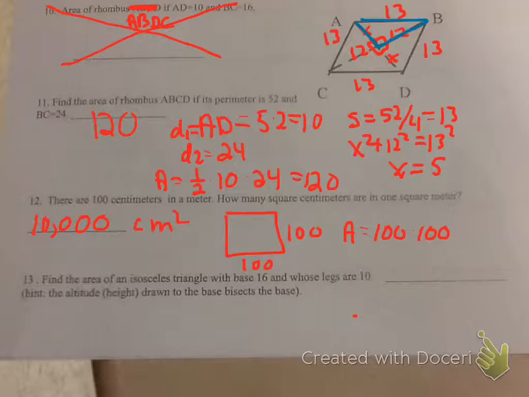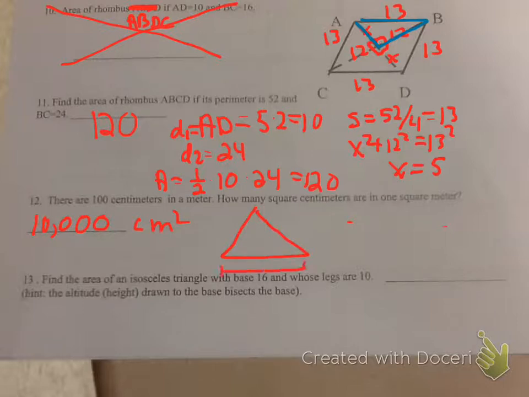To find the area of an isosceles triangle, I'm going to need to work up above it, so I'm going to erase the information on that square problem. What you can do, and it's in the hint there, we know how long the base is, it's 16, and we know the legs are 10. Well, it says that the height will bisect the base. That means it divides it into pieces that are 8 and 8.